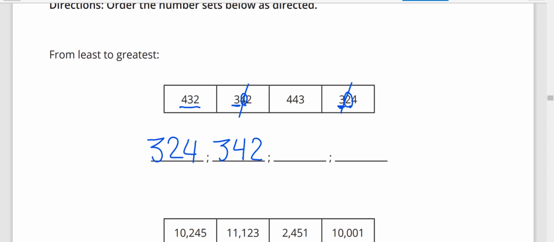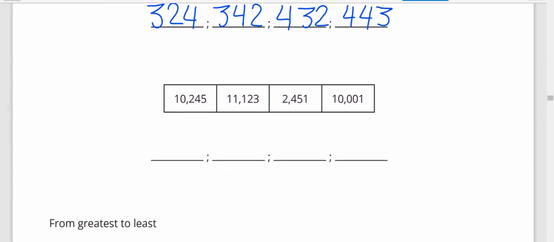Which is the smallest number, 432 or 443? The smallest number is 432, and cancel it. 443 is the greatest number. The next one.